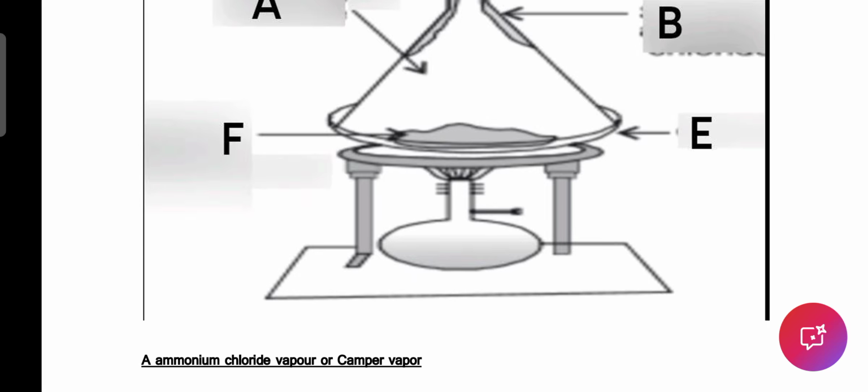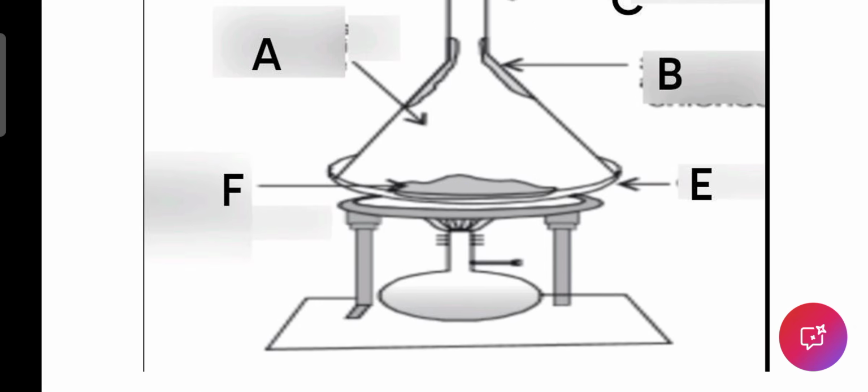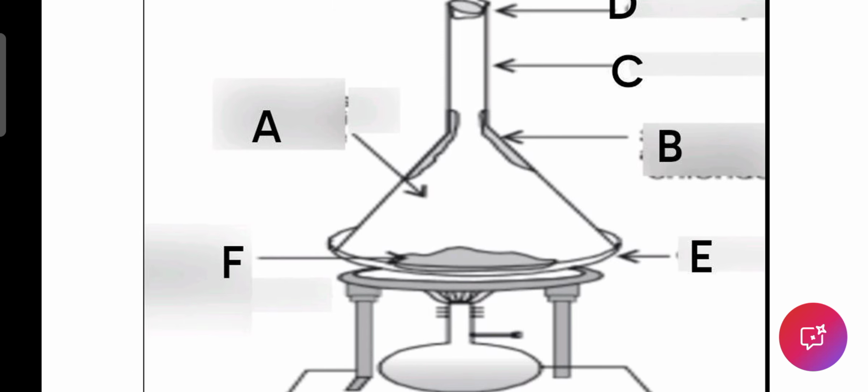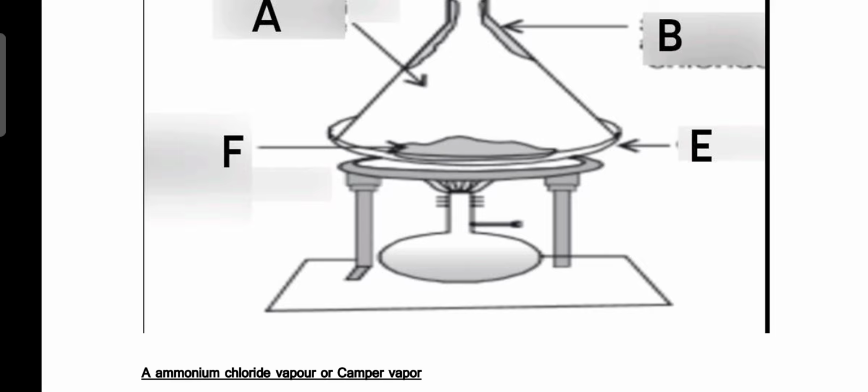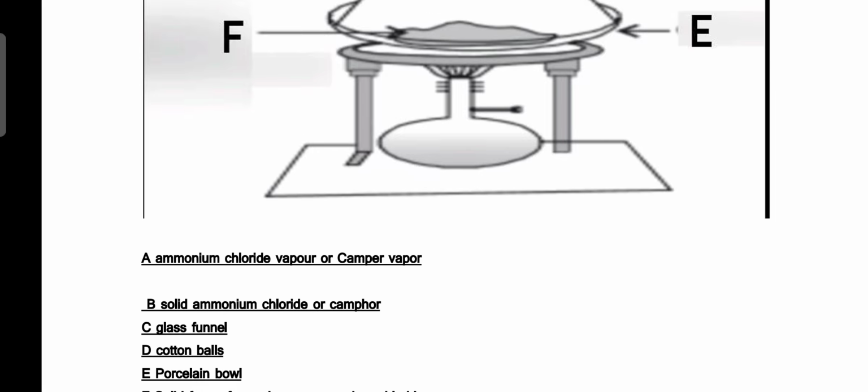When it is allowed to settle, that means cool, it becomes B, that is solid form again, and it sticks to the walls of the glass funnel, which is inverted. C is the glass funnel which is inverted. D is the cotton wool which is used to stop the vapor from escaping.